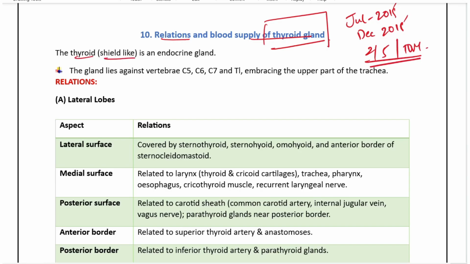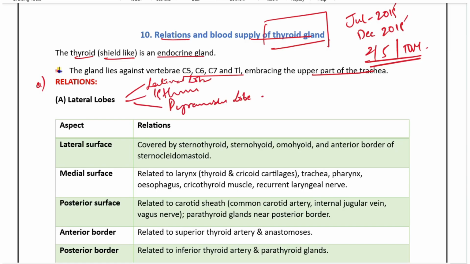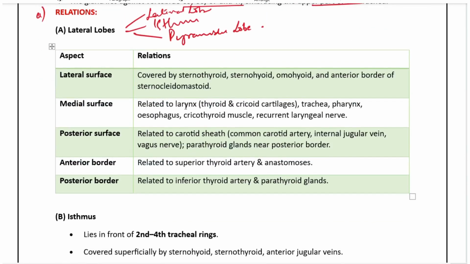Coming to thyroid, it means shield-like. It's an endocrine gland. It lies against C5, C6, C7, T1, embracing the upper part of the trachea. Now the relations, coming to the subheading that is asked, the relations will be covered as the lateral lobe, the isthmus, and the pyramidal lobe. Okay, coming to the lateral lobe, we have 3 surfaces and 2 borders. Lateral, medial, and posterior surface, the 2 borders will be anterior and posterior.